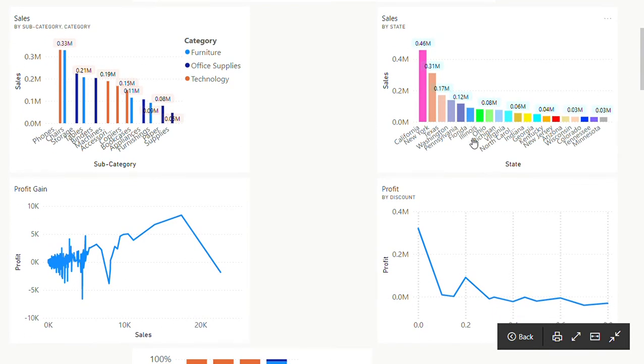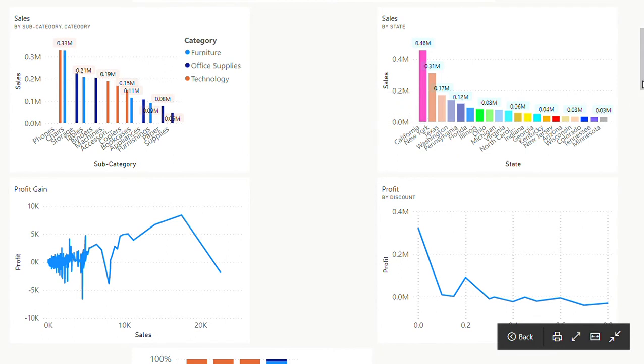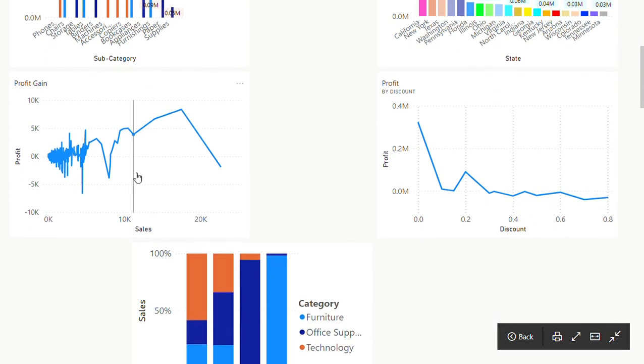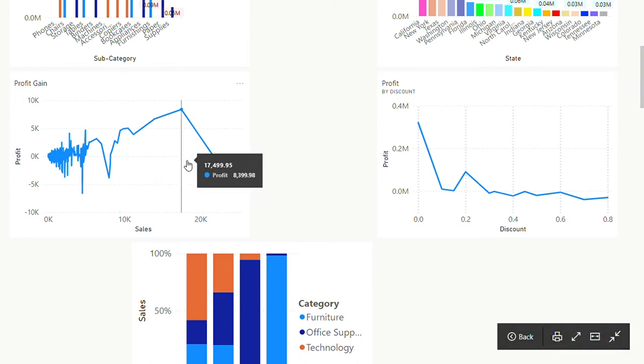Here is a second bar graph showing the sales in each state. California has the maximum sales of 45,000, followed by New York with sales of 31,000. Here is the fourth line chart showing the profit gain at each sale. This shows that we got a maximum profit of 8,000 at a sale of 17,000.